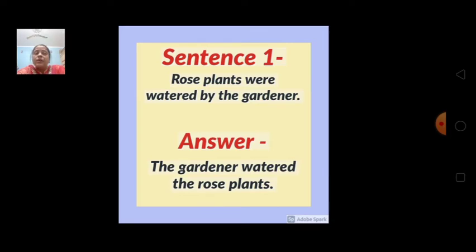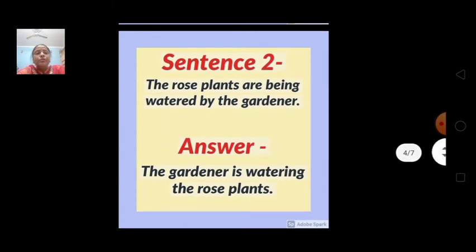It means were is showing past tense, simple past tense. In simple past tense, we were supposed to use were plus third form. So we have used here were plus third form. It means the active voice will be in simple past tense. So the answer will be: the gardener watered the rose plants.